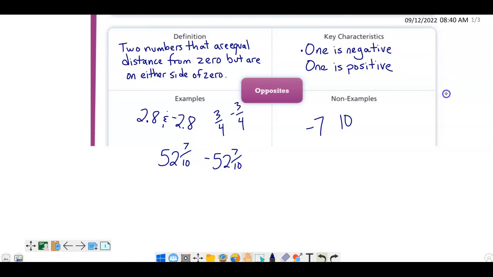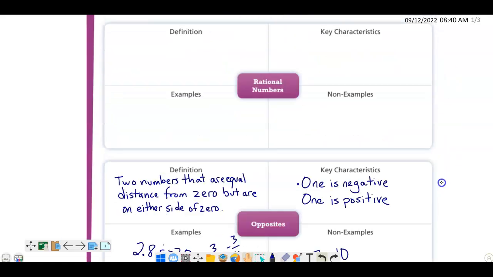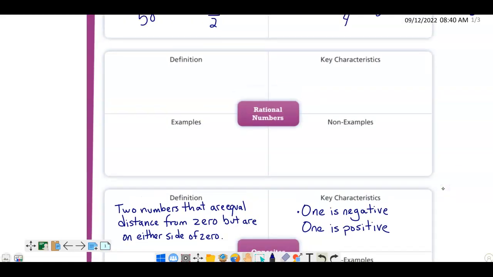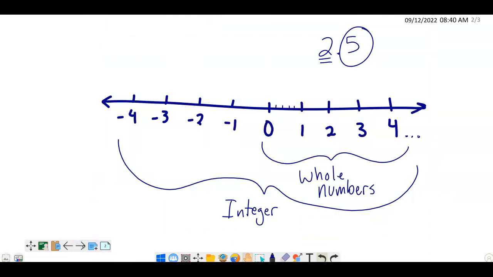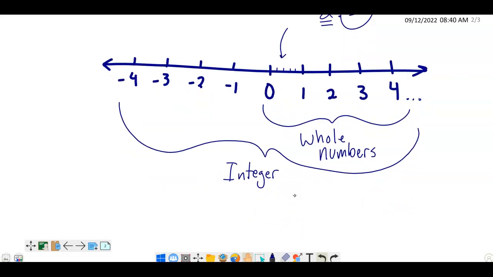Let's jump to our last number group here, the rational numbers. Those are interesting. So if we were to look at our number line right here, we see all the integers in here. And if we were to include all of these fractional pieces, then we're talking about rational numbers. So every single thing, even all of our fractional pieces, whether it's thirds or fourths or fifths or whatever, those are all rational numbers.